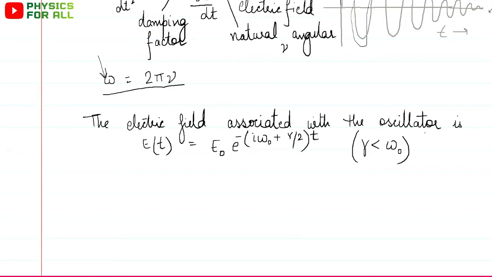If damping is comparable to or greater than omega naught, then no emission would be there, no radiation would be emitted, because then this factor is dominating. If damping is dominating, it means energy is already getting dissipated. You don't have enough energy to release any photons. So we are considering this to be smaller than omega naught, and that's why we are taking this gamma by 2 here.